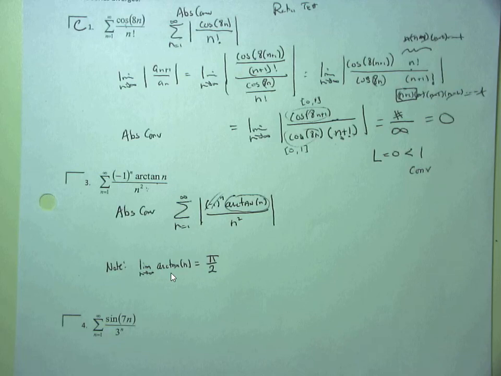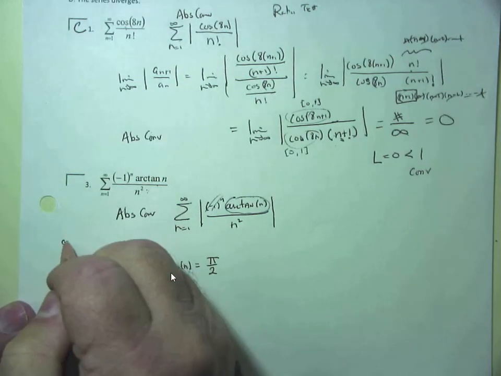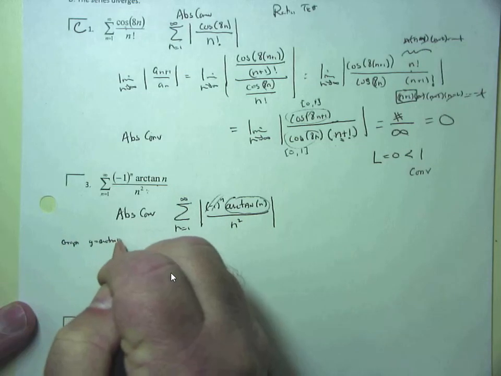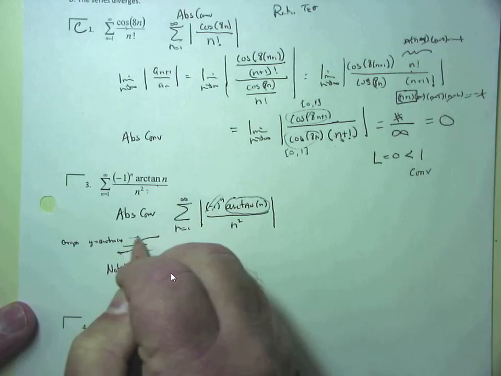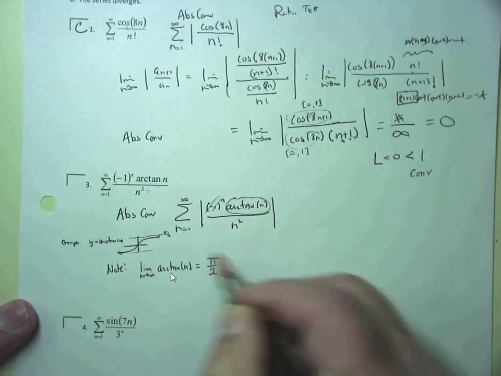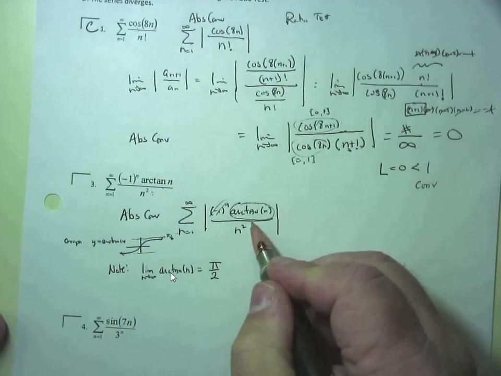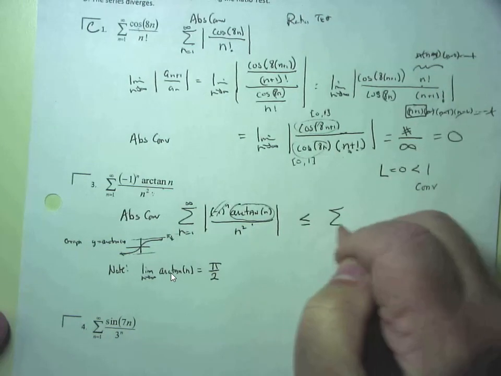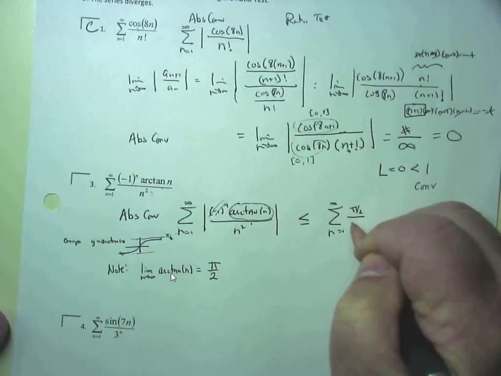If you remember looking at the graph, if you just think about the graph of y equals the arctangent of x, it looks like this. At negative infinity, it goes to negative pi halves. At positive infinity, it goes up to pi halves. It's converging toward pi halves. So arctangent of n is less than or equal to pi halves. You can replace that with a constant, pi halves over n squared.